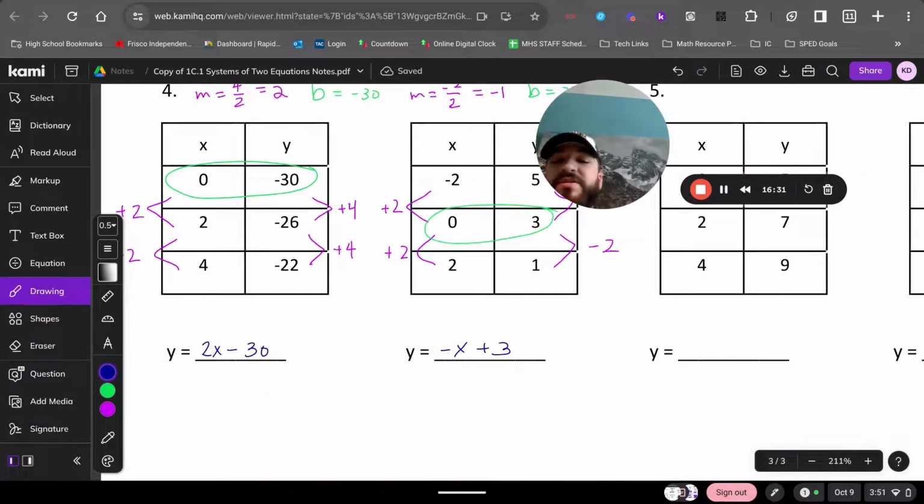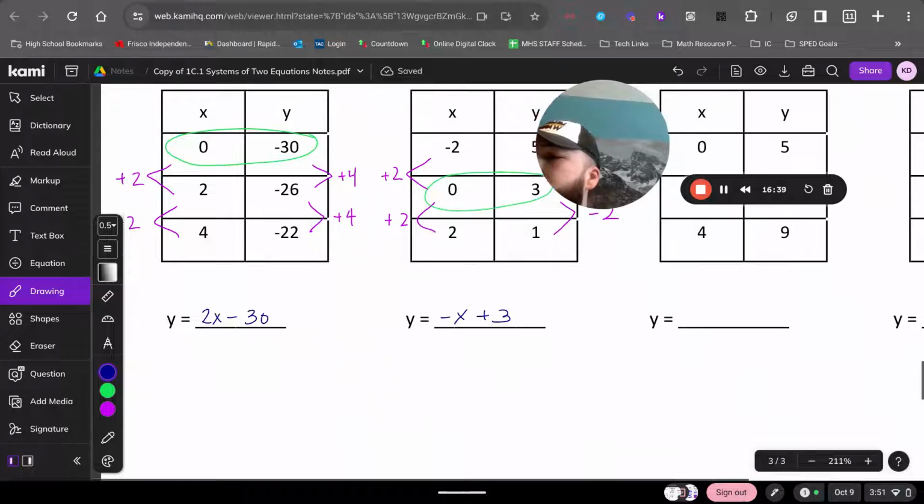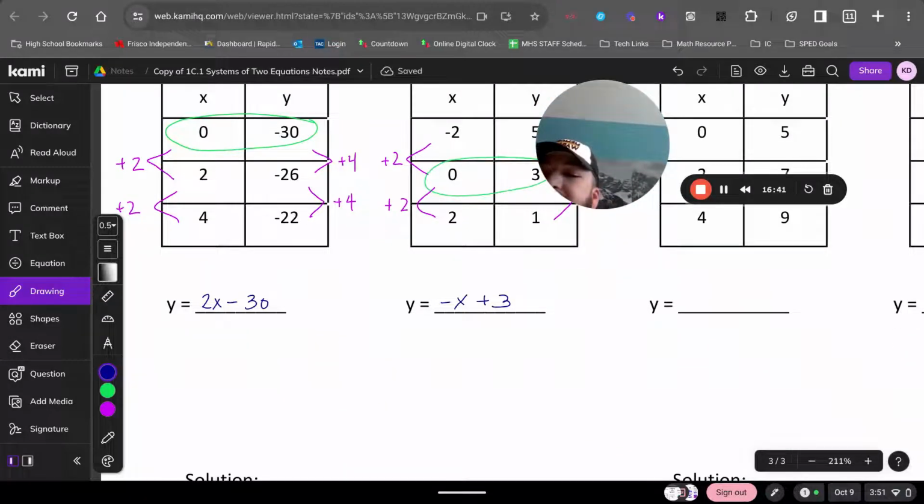Okay, so once I have both of my equations written, I can now do my substitution method. Notice how both of these are already y equals. That means I can just plug one of these equations in for y in the other one. So from here, I can say 2x minus 30 is equal to negative x plus 3. So all I've done is I've replaced y in my second equation with what I know y to be equal to with my first equation. So from here, I can just go ahead and solve for x.